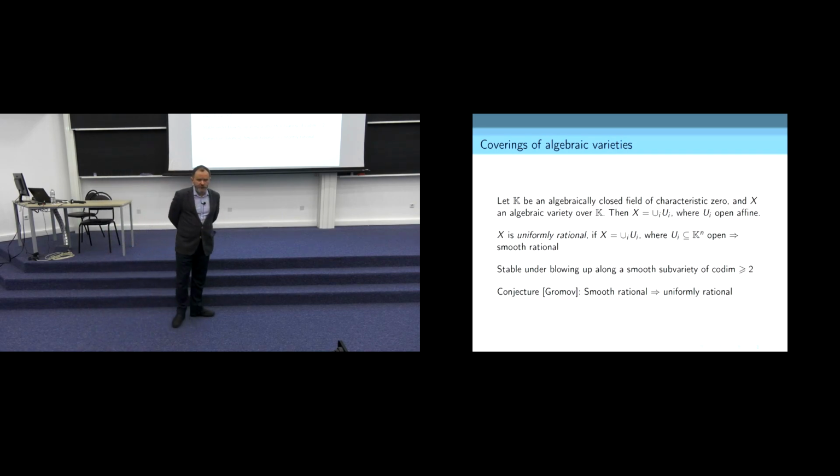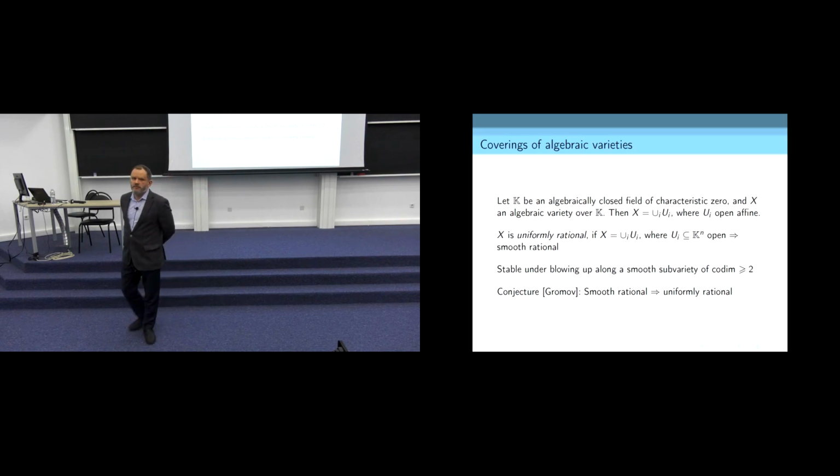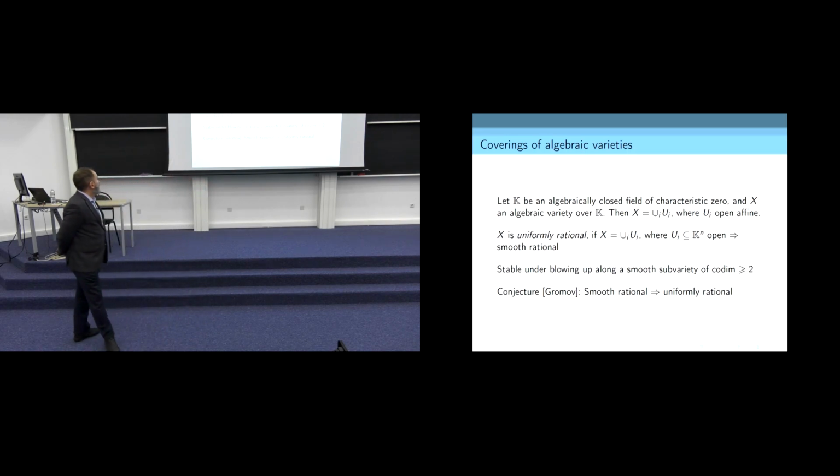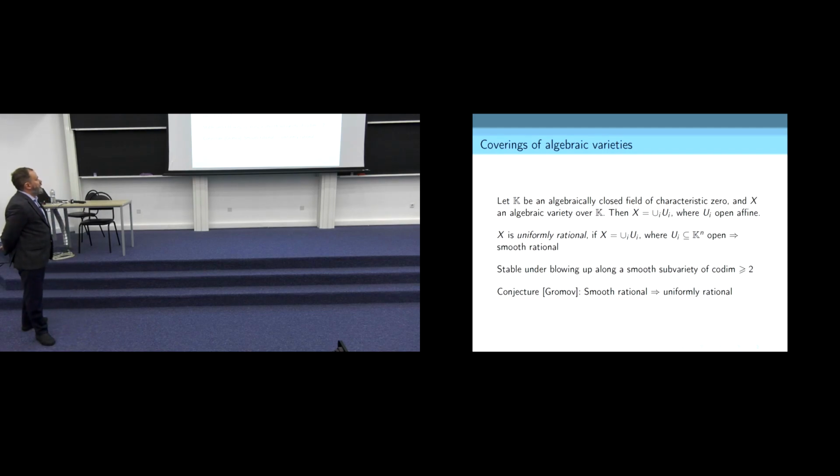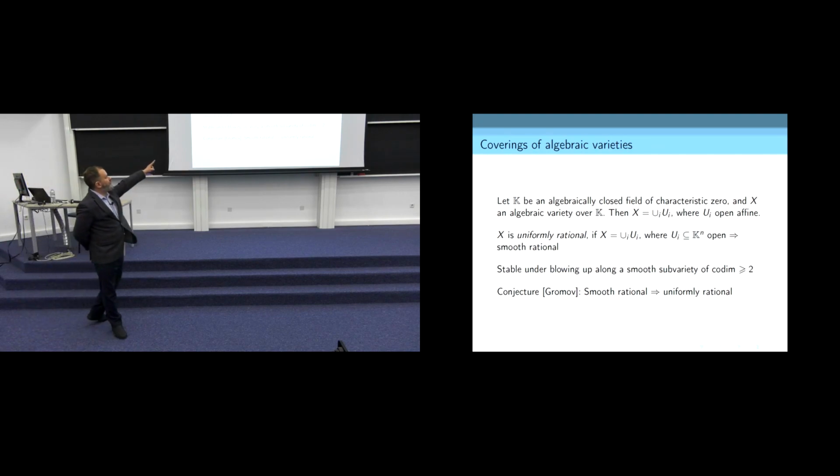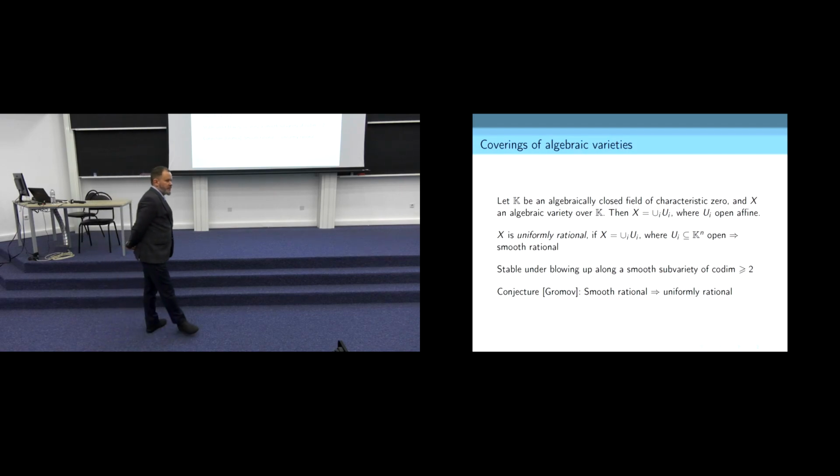I would like to recall the definition which was given yesterday in Mikhail Zaidenberg's talk. X is called uniformly rational if we have a specific covering: if we can cover our variety by open subsets which are isomorphic to open subsets of affine space. Obviously, in this case, the variety is smooth. In this case, the variety is rational. And the opposite direction is a famous conjecture, which is open up to now. If you have a smooth rational variety, is it true that it is uniformly rational?